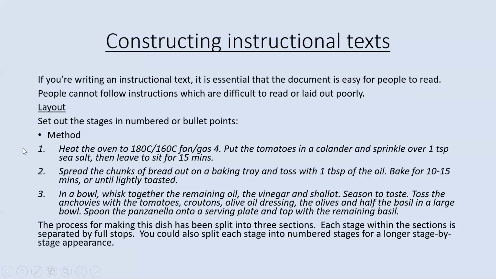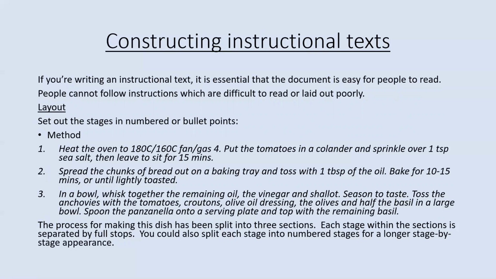And we have three numbers here, 1 to 3. This is the method for preparing a particular type of salad. The process for making this dish has been split into 3 sections. Each stage within the sections is separated by full stops. You could also split each stage into numbered stages for a longer stage-by-stage appearance.